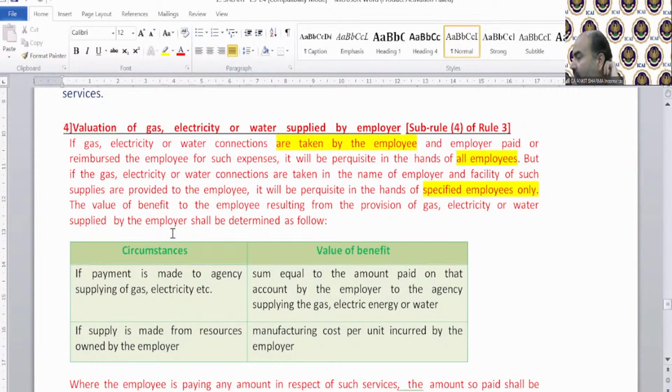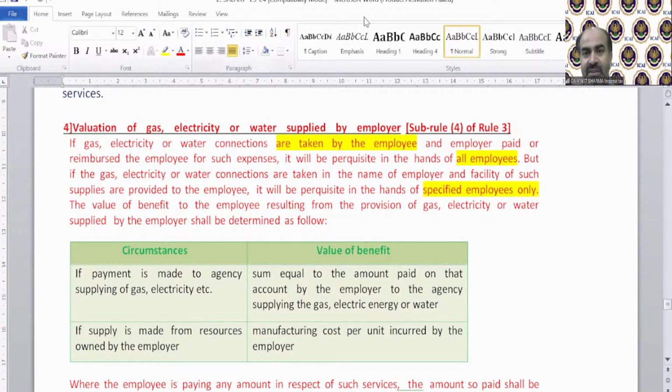For example, if employer has provided you a rent-free house that is owned by employer, and the electricity connection is of course in the name of employer, because he's the owner of that house, and he says, I'll pay the electricity bill. In that kind of electricity bill, it is going to be taxable only in the hands of a specified employee. And if you are the person in whose name the bill is coming, in that case, it's taxable for all kinds of employees.